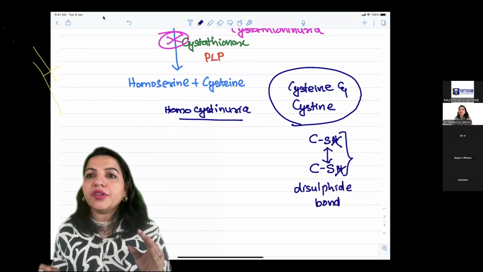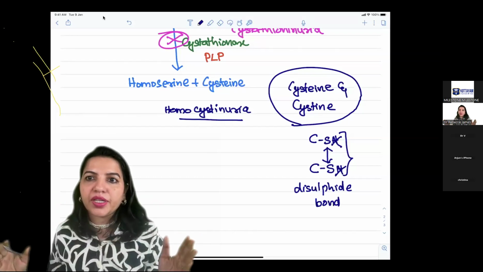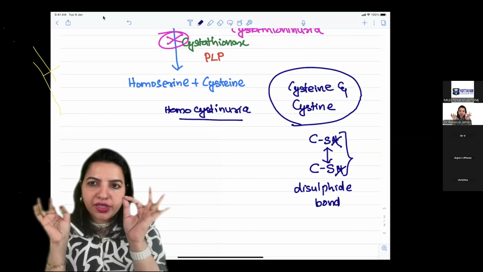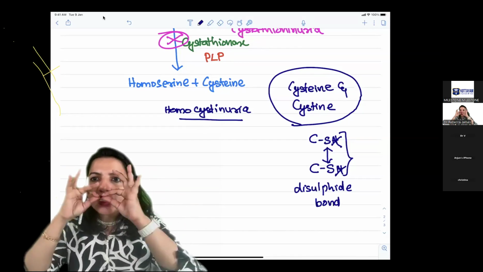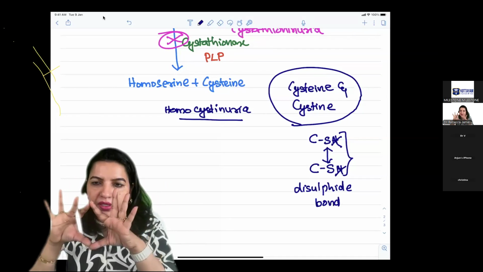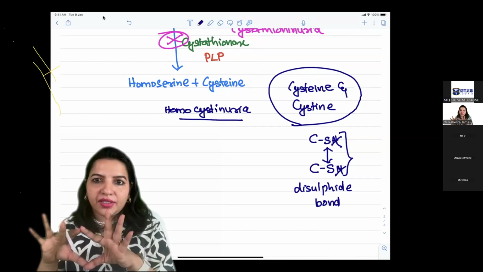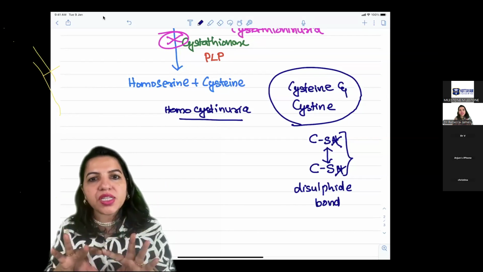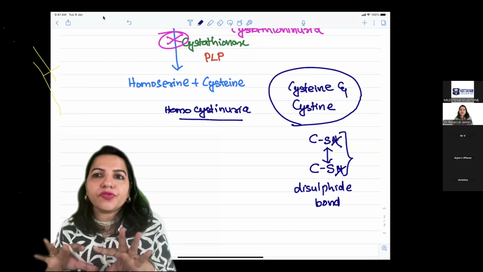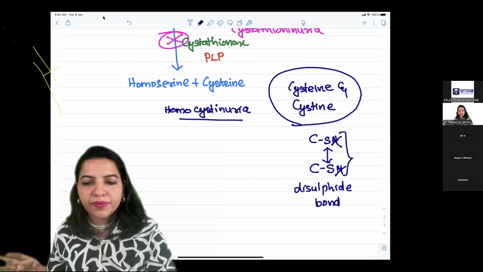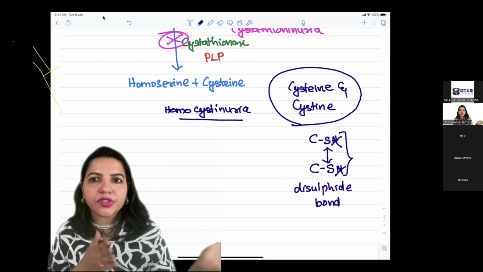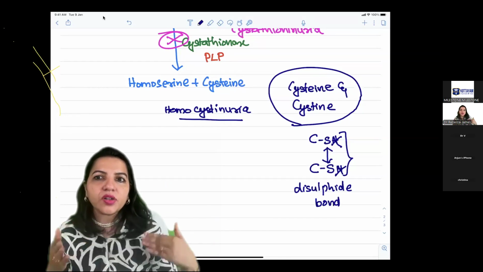So usually, whenever the cysteine level accumulates in our body, usually it is not seen as single cysteine. It is always seen joined together as a pair. Then it is called cystine. Likewise, homocysteine and homocystine, what is the difference? Now, can anybody tell me? So I've explained about cysteine and cystine. You tell me about the difference between homocysteine and homocystine.